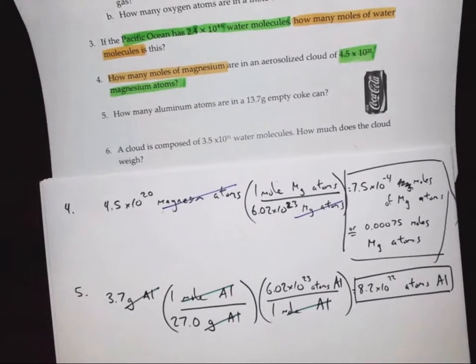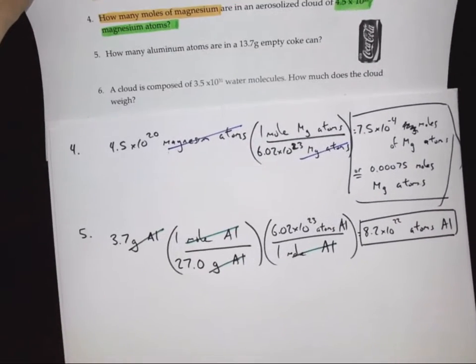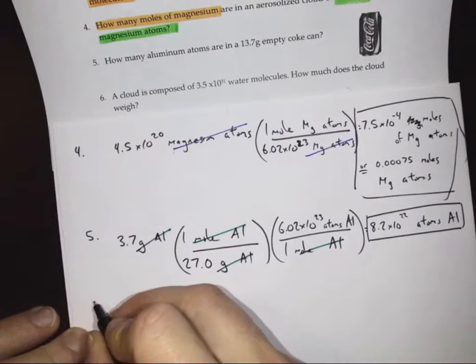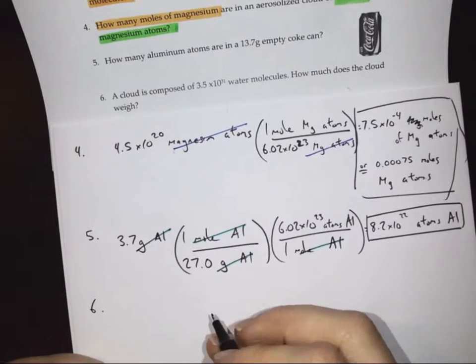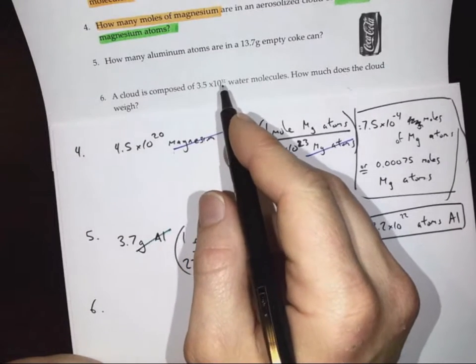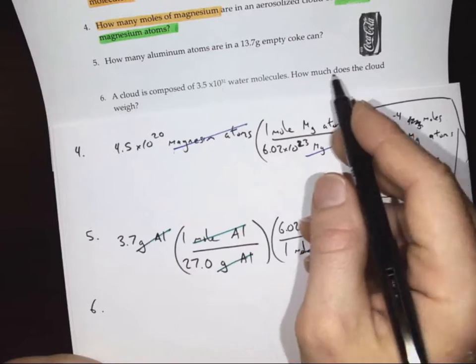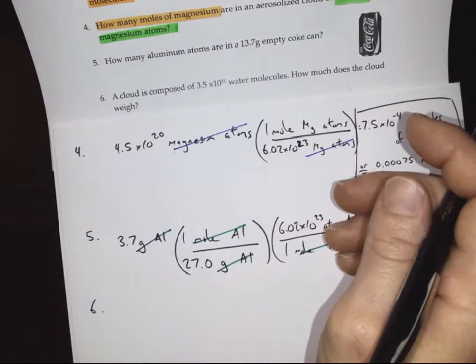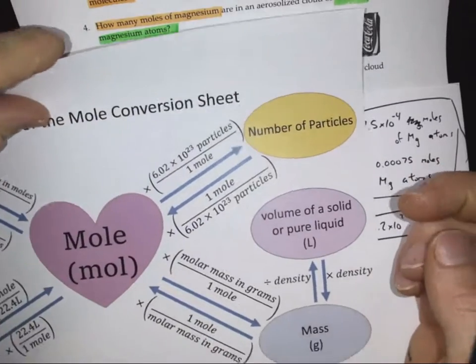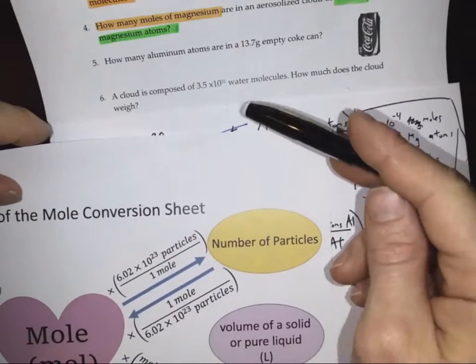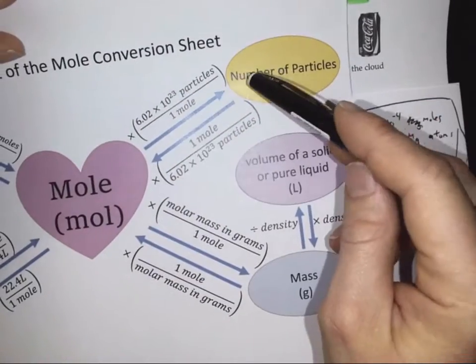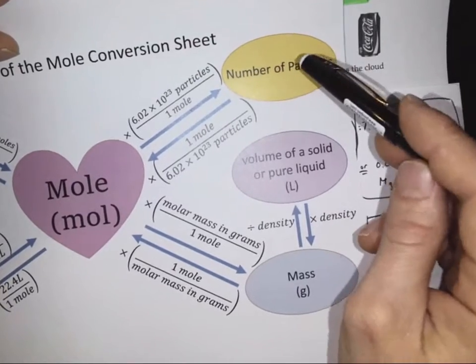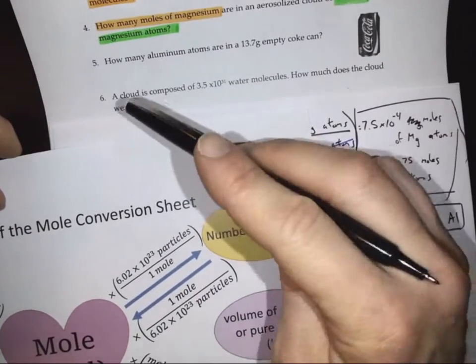Okay, last question on the page. A cloud is composed of 3.5 times 10 to the 31 water molecules. And we want to know how much the cloud weighs. So again, look in here, where are we starting? Well, we have some number of water molecules. That's a number of particles. So we're starting here. We want how much the cloud weighs.